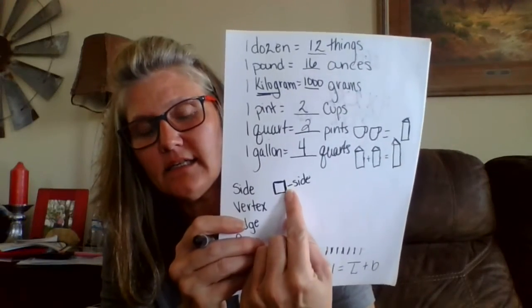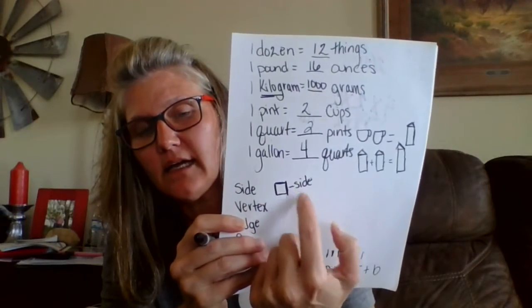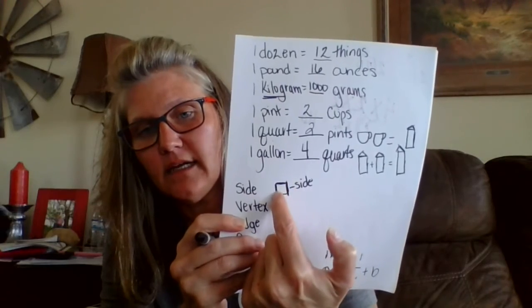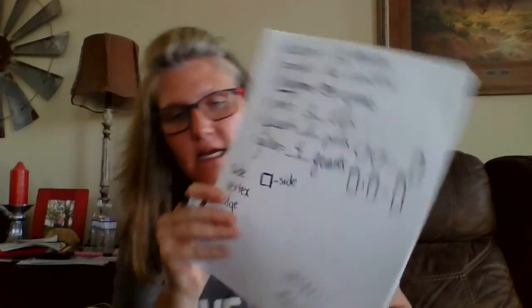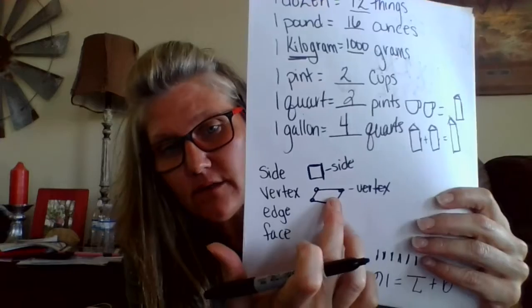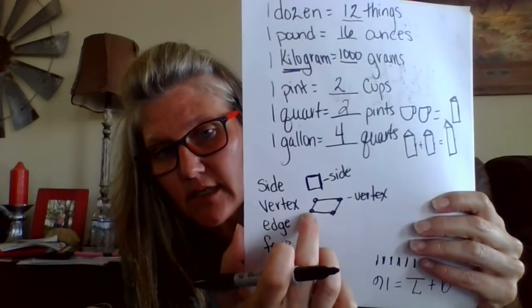Okay, your side, trying to do it where y'all can see it. The side is the line on the side. Okay? The side. It could be this one too. That's the side. The vertex is the angle or the corner, okay, of where the two lines meet. So the dots are the vertexes.